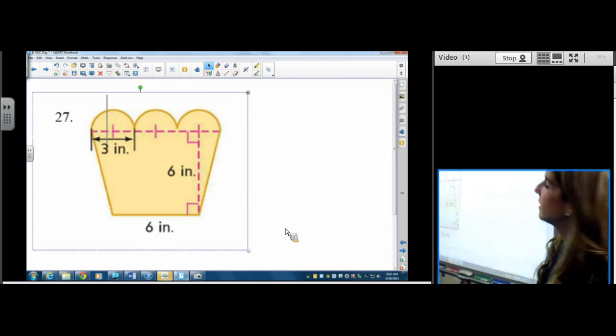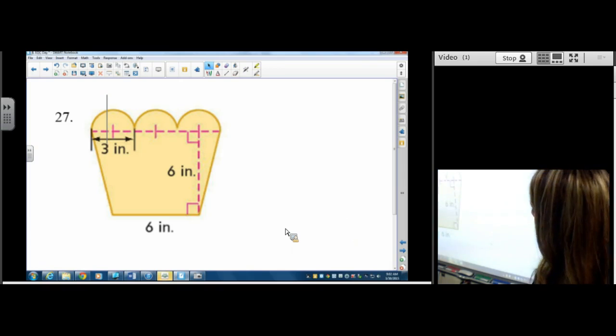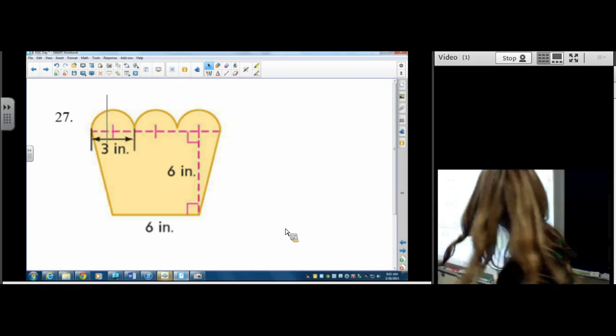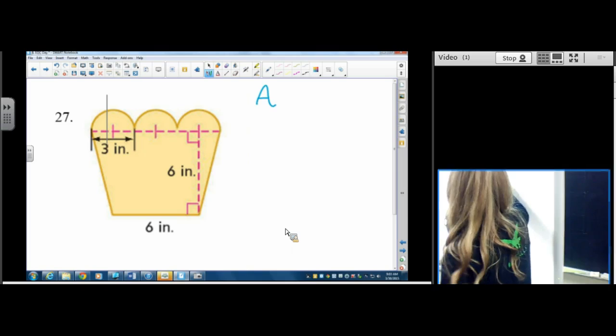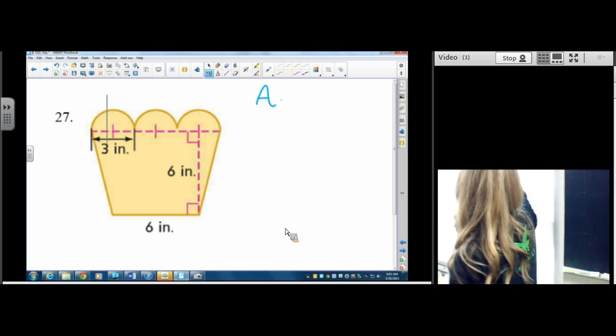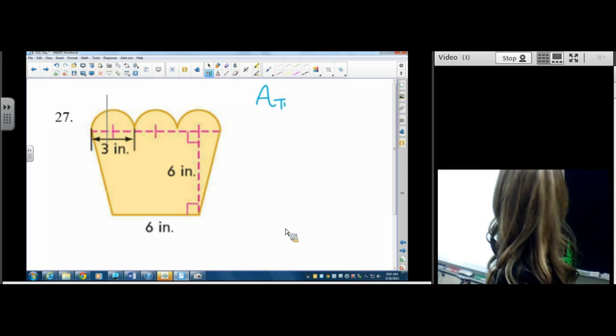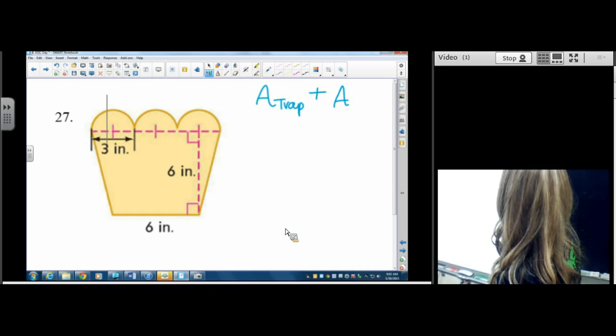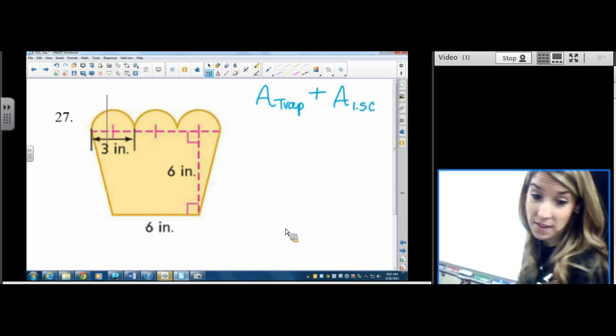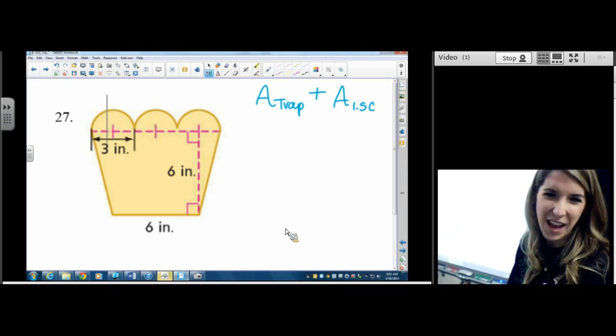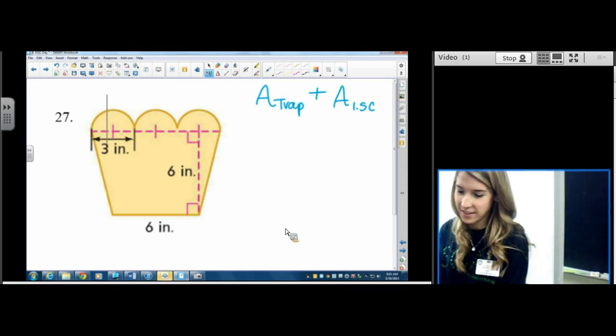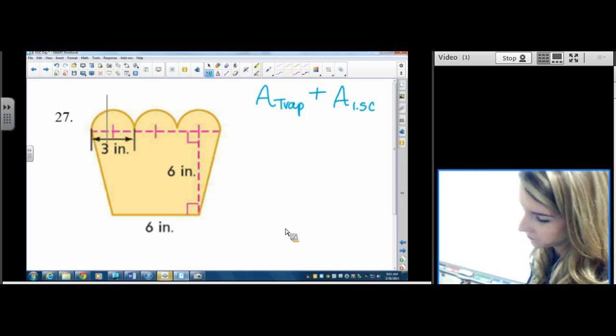Last one! Woo! 27. Okay, what do we have here? Trapezoid plus, not minus, 1.5 circles. It's a cupcake. Okay. Trapezoid plus 1.5 circles.